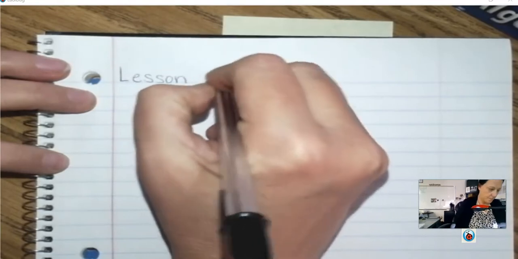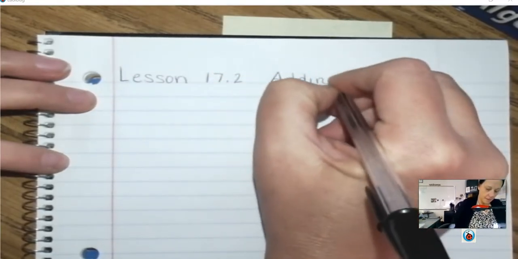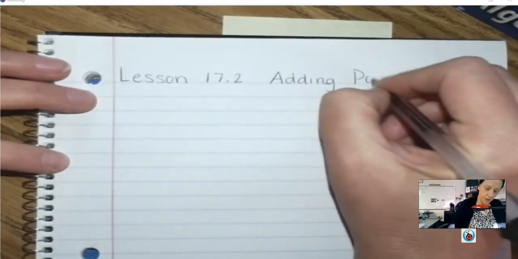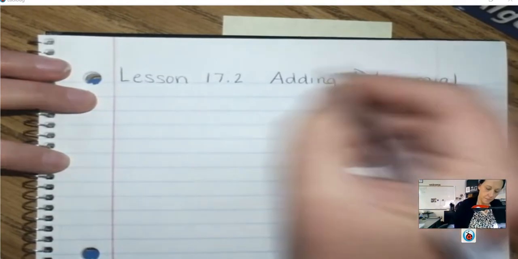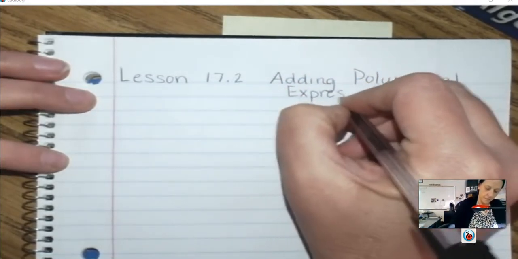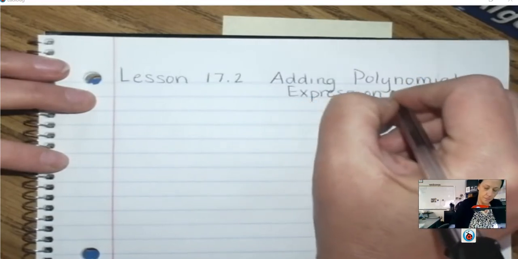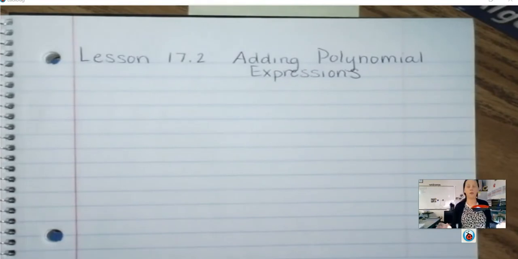Lesson 17.2 is on adding polynomial expressions. And there's no vocabulary for this.